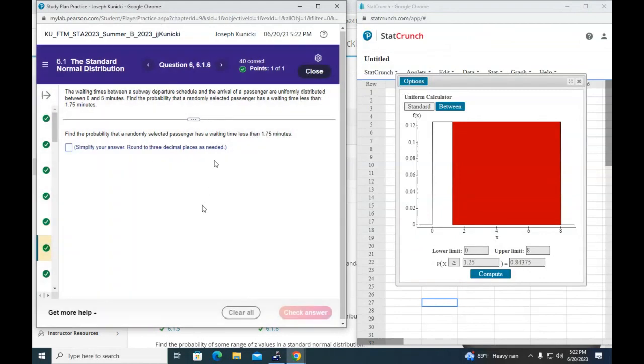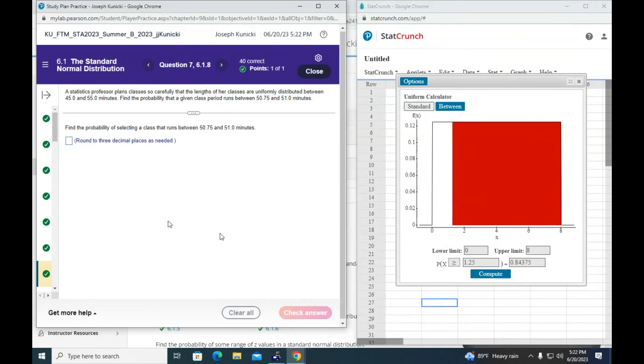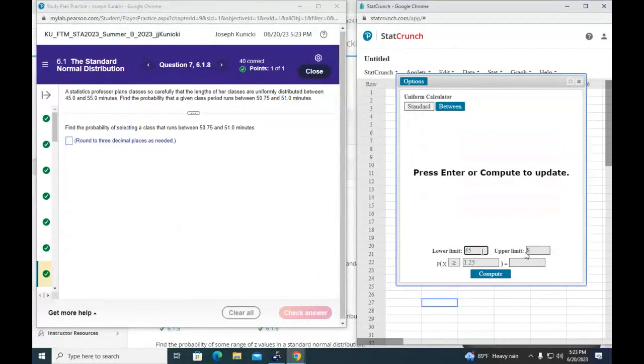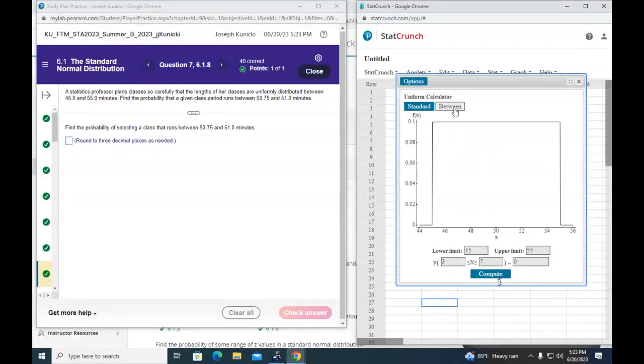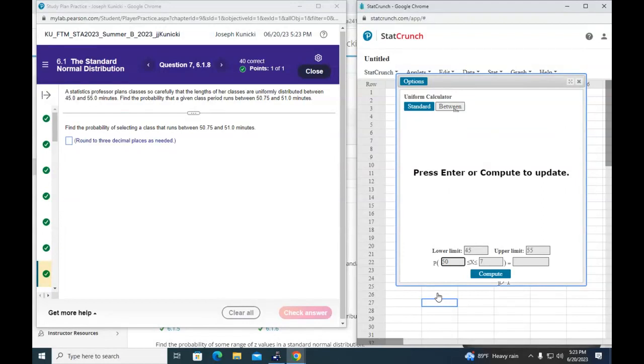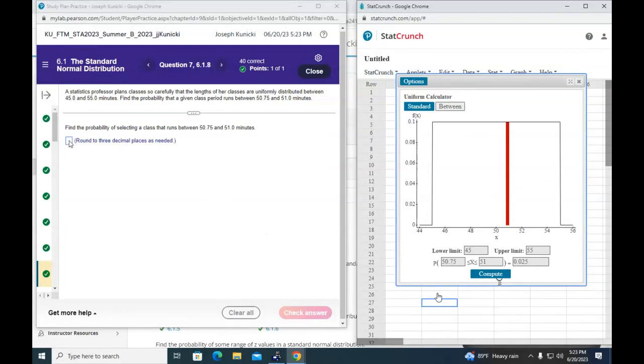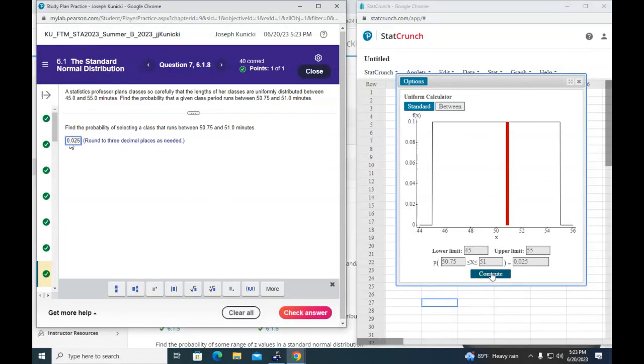Okay, so that was it. We'll do one more of these, number 8. A statistics professor plans so carefully that the lengths of her classes are uniformly distributed between 45 and 55. So 45, 55. Find the probability that a class runs between 50.75 and 51.025. So I took the between option instead of the standard. The lower one is 50.75. The upper one is 51.025. Right?